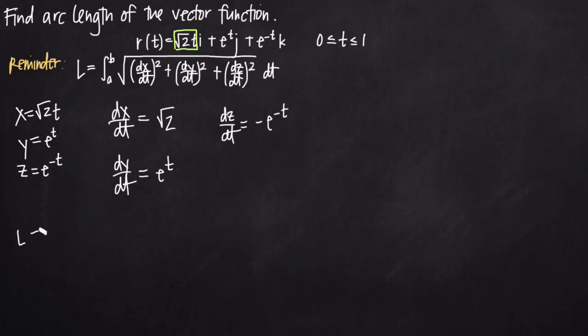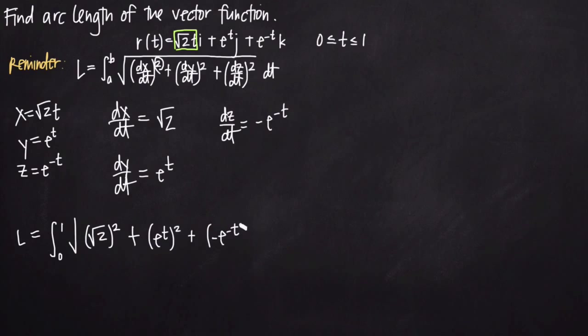So our arc length is going to be equal to the integral from 0 to 1 of the square root, and now here we just plug in our components. We have dx over dt is equal to the square root of 2, so we'll say square root of 2, and of course according to our formula, we have to square that. Now we're going to add to that the square of dy over dt, which is e to the t, so e to the t squared, and then add in negative e to the negative t squared for dz over dt squared, and of course we have our dt out on the end, outside of our square root sign.